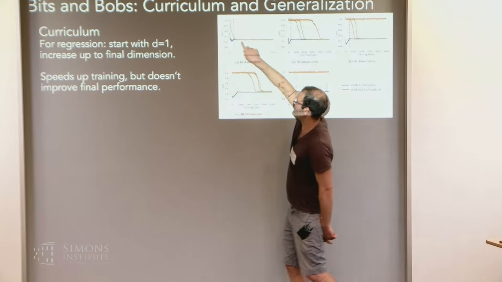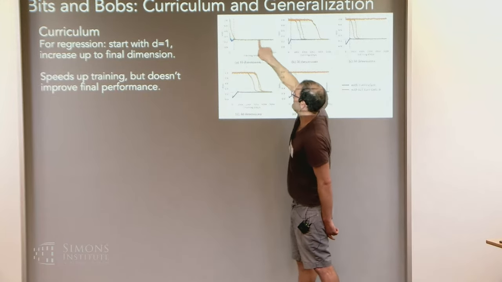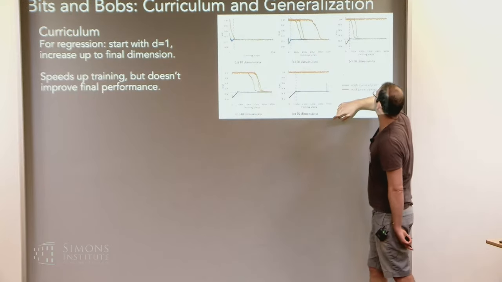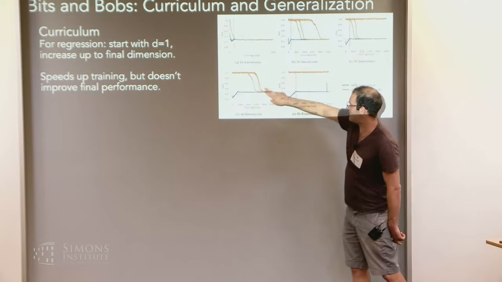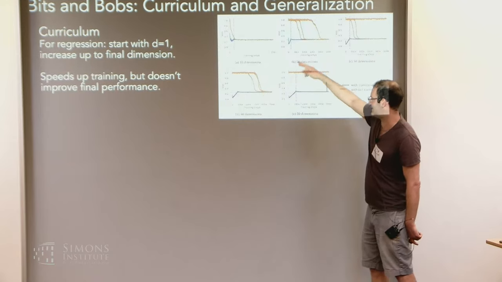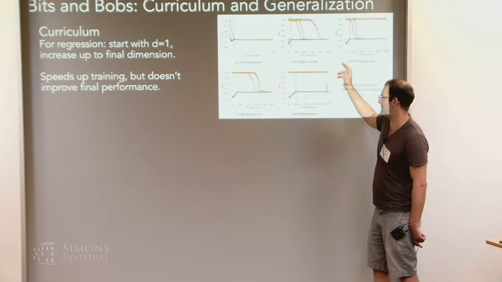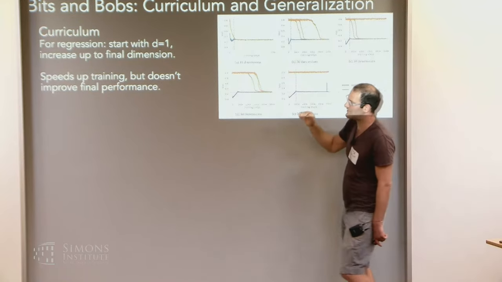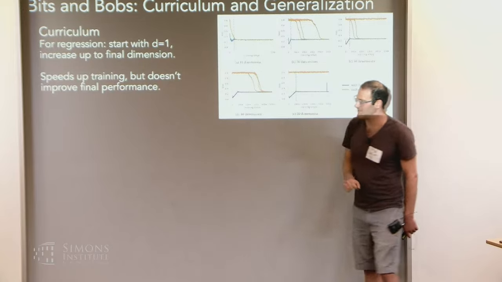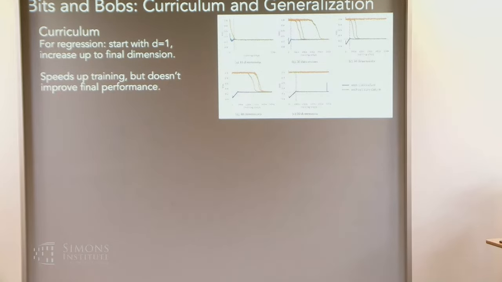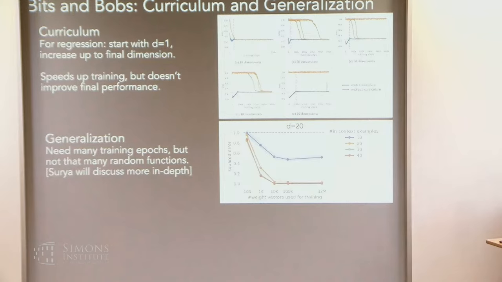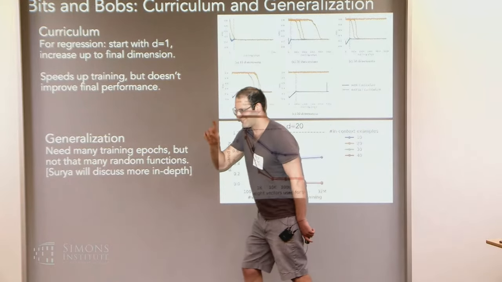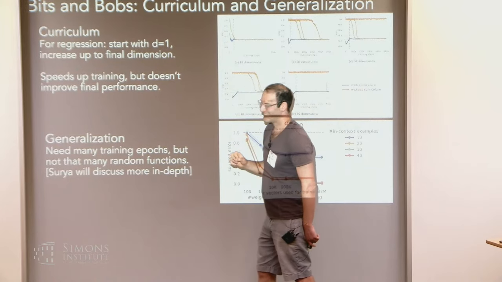In this first plot, if the dimension is 10, without a curriculum, eventually you learn, it's fine. Dimension 20 takes longer to learn without a curriculum. 30 dimensions, 40 dimensions, but at 50 dimensions, maybe you need to run it really long without a curriculum to get it working. Curiously, the curriculum speeds up training, but it doesn't really improve your final performance. Does it ever hurt the final performance? Does it ever get stuck?